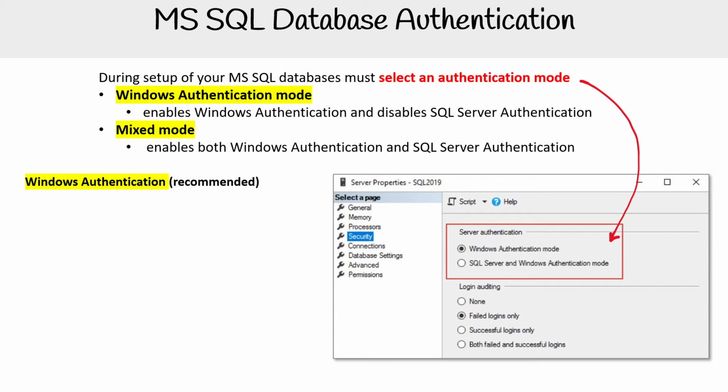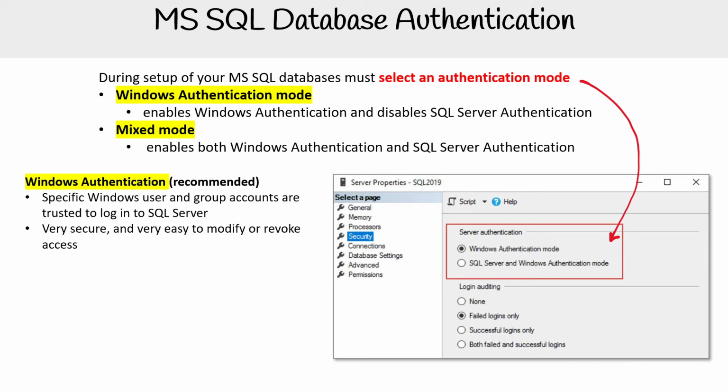Windows Authentication, which is the recommended way, means specific Windows users and group accounts are trusted to log into the SQL server. This is the most secure and easiest way to modify and revoke privileges, because if they're Windows users, that means you can then manage them from Azure Active Directory, right? Then you have SQL Server Authentication.